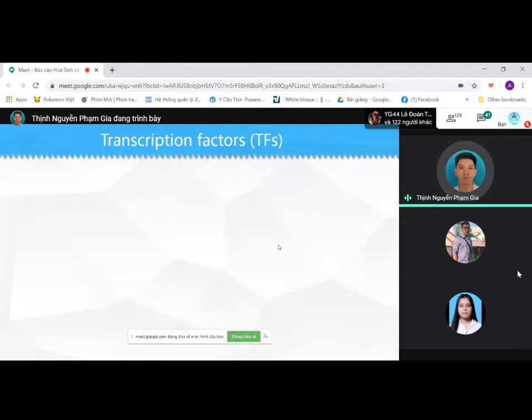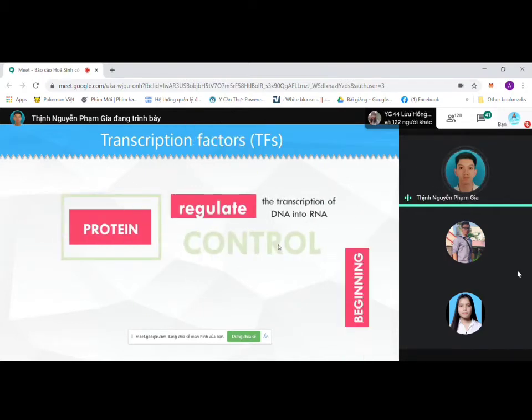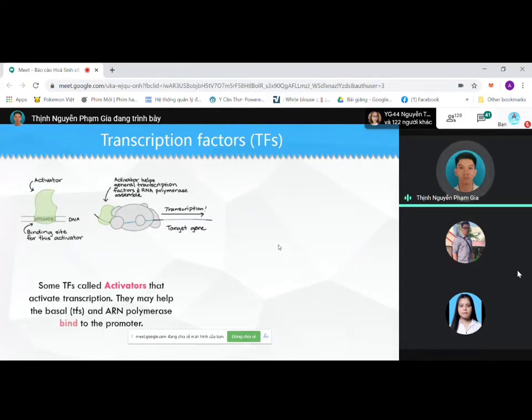Now we move to transcription factors. Transcription factors are proteins that regulate the transcription of DNA into RNA. They control the beginning of transcription. RNA polymerase can attach to the promoters only with the help of them. Some transcription factors are called activators that activate transcription. They may help the basal factors and RNA polymerase bind to the promoter.